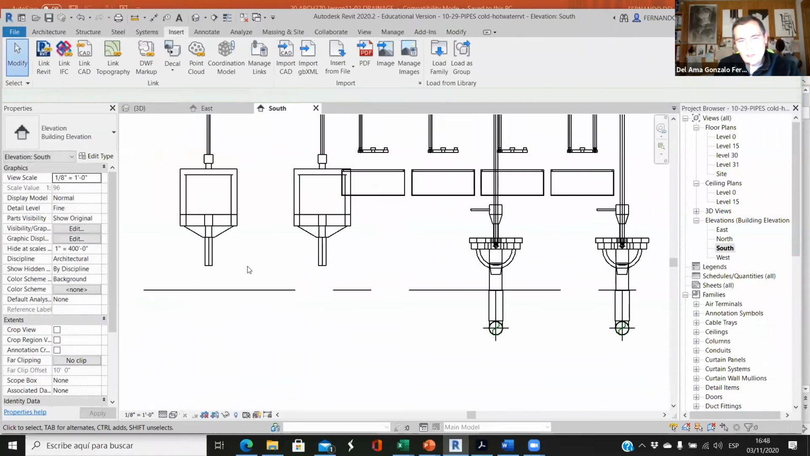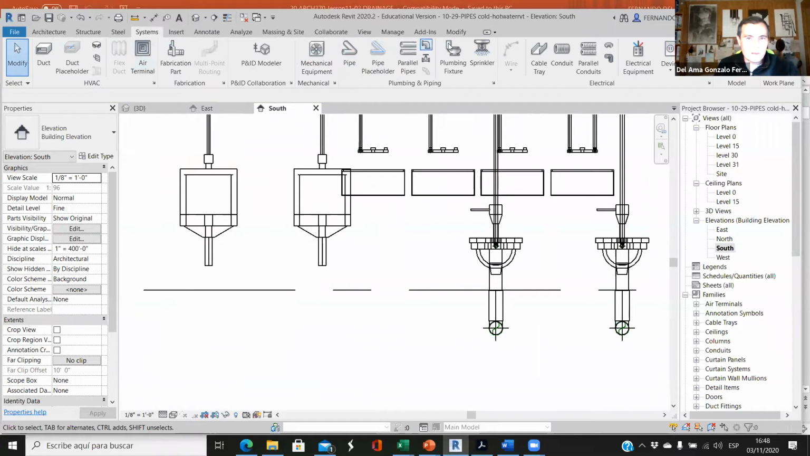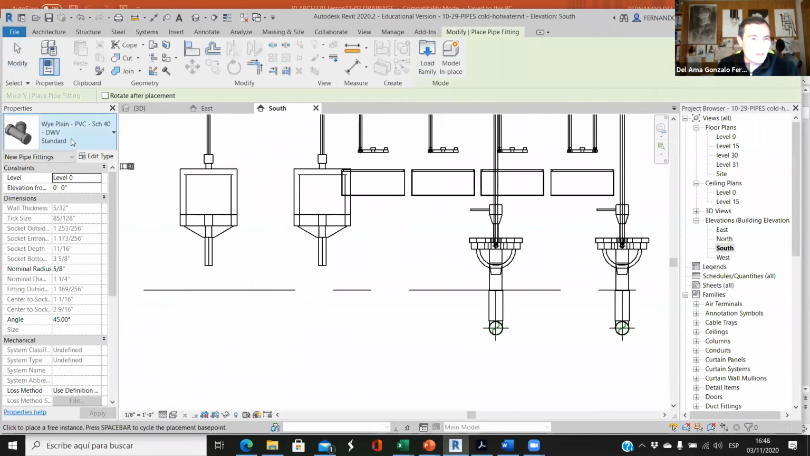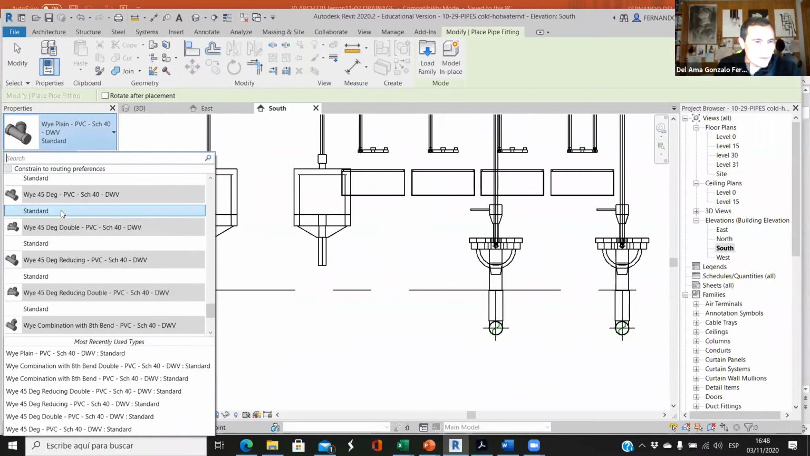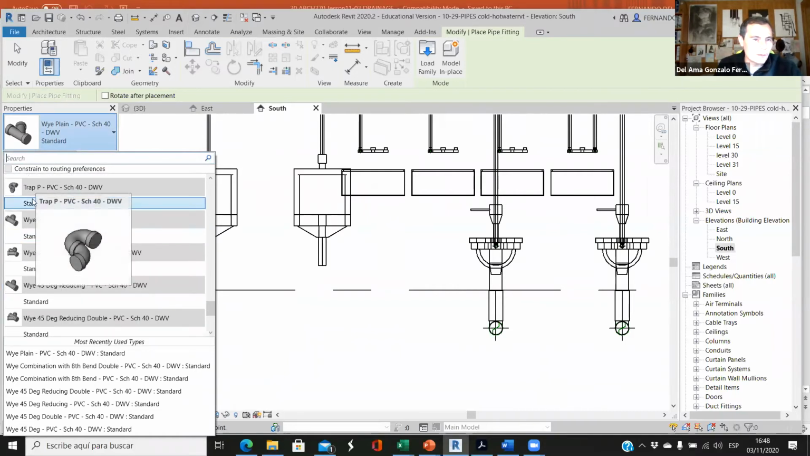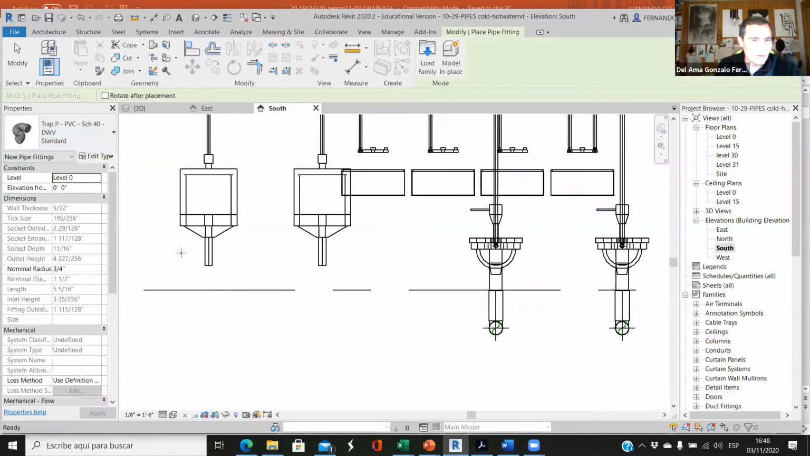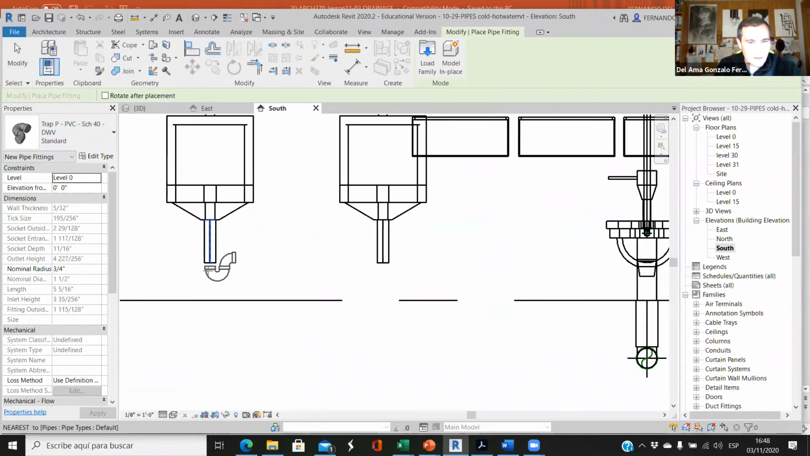And now we are going to insert the trap. So you click systems, fittings, pipe fittings. Now we have all the things that we have inserted here. And there should be a trap somewhere. So this is a trap. Okay, so this is a standard PVC trap. So let's click on it and let's insert it.